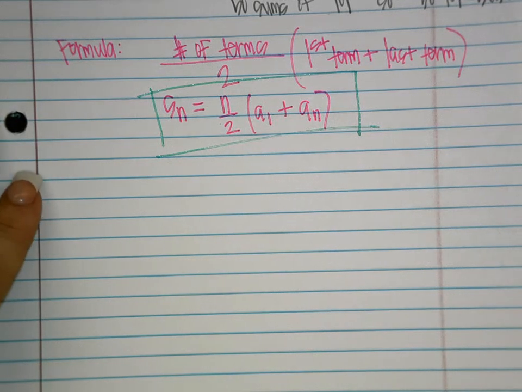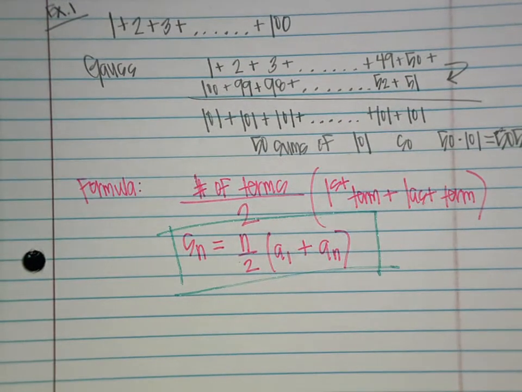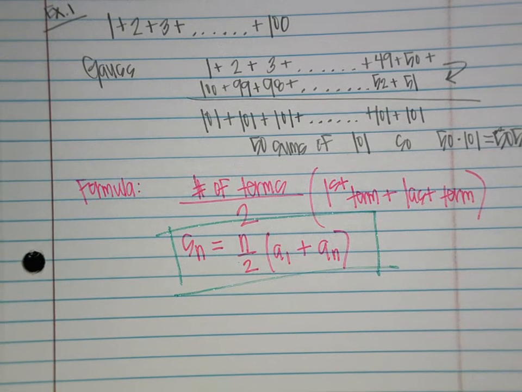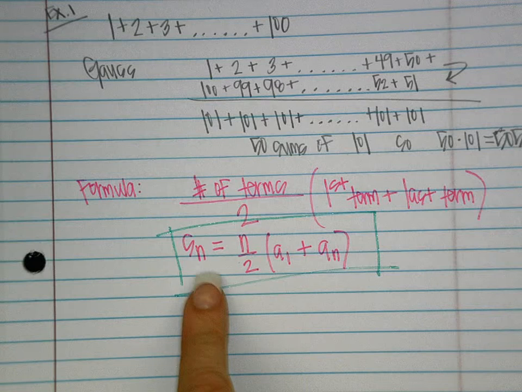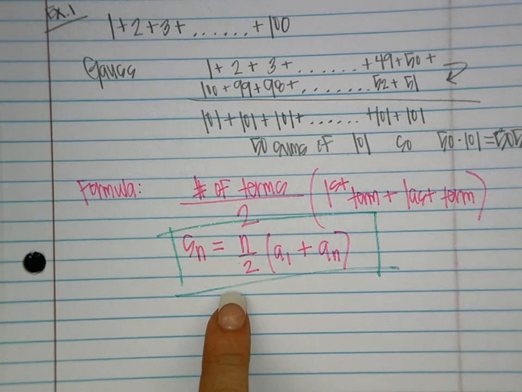Is that 9 or 8? a_n. Sorry, those are a's. a_1 plus a_n. a_1 plus a_n. Say again. This is long. Sum of all the terms. The sum of the terms is equal to n over 2 times a_1 plus a_n.